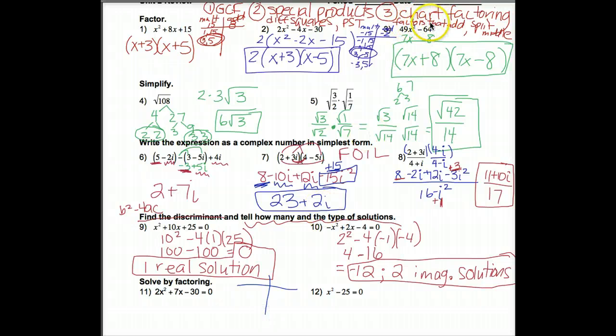It can't be factors that add because there's a number in front of the squared term, so it has to be split the middle. So on split the middle, I'm looking for what multiplies to 2 times negative 30. So what multiplies to negative 60 and adds to the middle, which is 7. So you've got lots of factors that would multiply to negative 60. So let's say that you try 10 and negative 6. Those multiply to negative 60, but when you add them, it gives you 4.